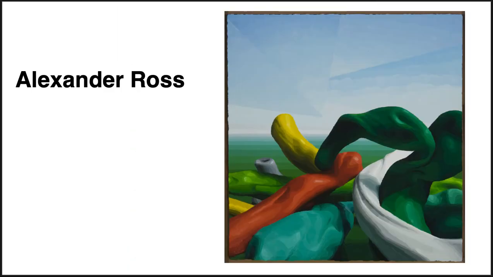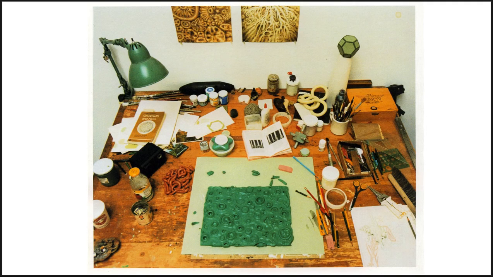Alexander Ross, a contemporary painter that I like, and to me, what he's doing is very similar to what we're doing. He's using these little clay shapes, and the end result, this is oil paint, and he takes photographs of them and then makes the oil paintings. So you see, this is his desk. You can see this is a little sculpture he's working on, and then he lights it and then photographs it and then makes the painting.